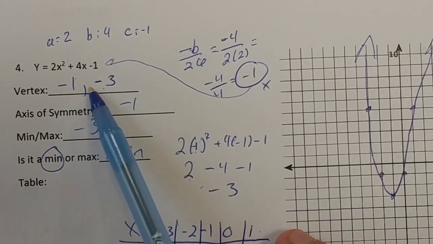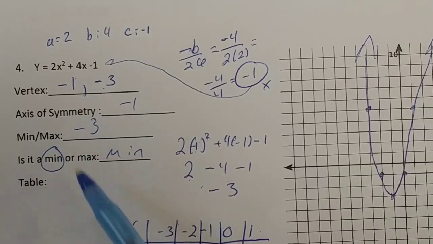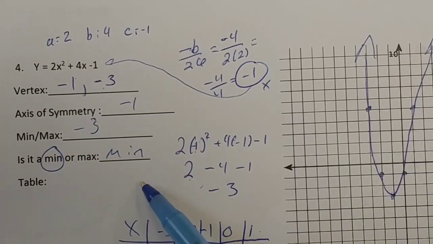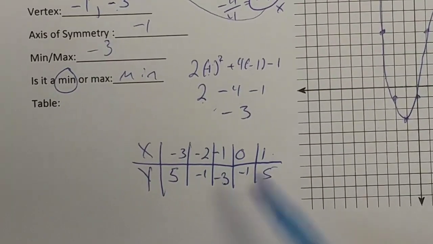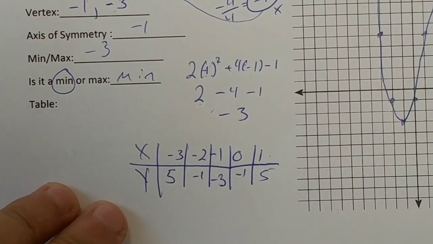Again, get the vertex, and you get the axis of symmetry and min-max for free. Use your calculator to help you graph this. If not, you plug in 0 and 1, just like we did in the first 2 problems of this test, and solve it out.